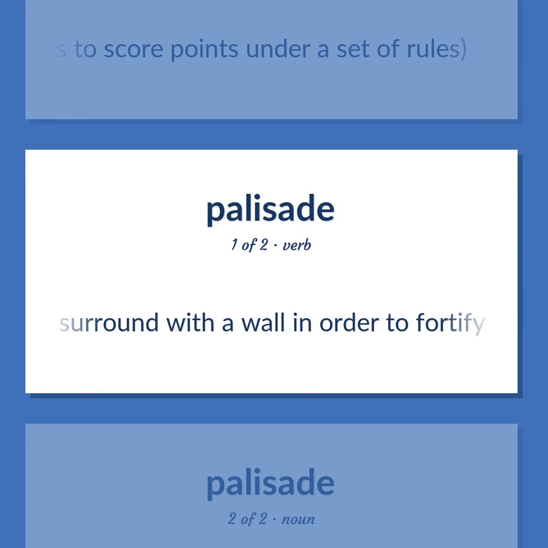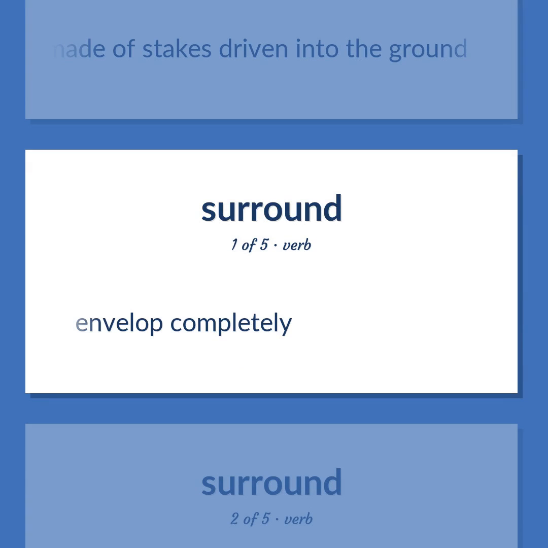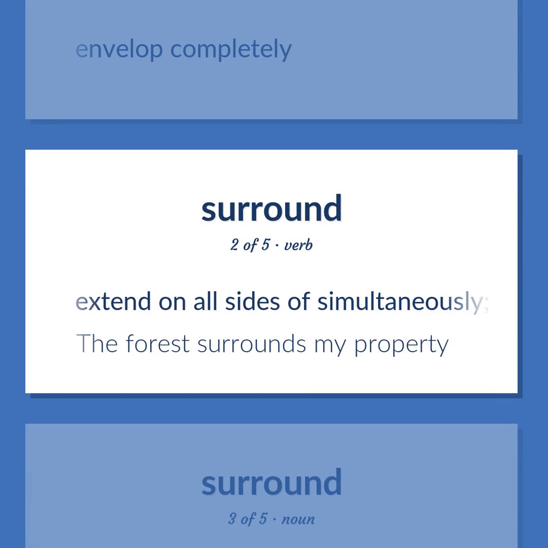Surround with a wall in order to fortify. Fortification consisting of a strong fence made of stakes driven into the ground. Envelop completely. Extend on all sides simultaneously, encircle. The forest surrounds my property.